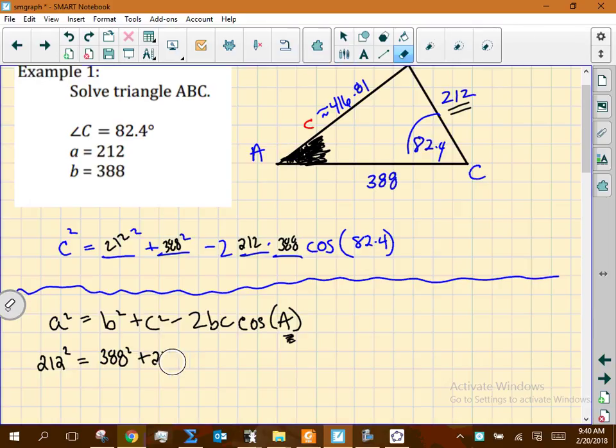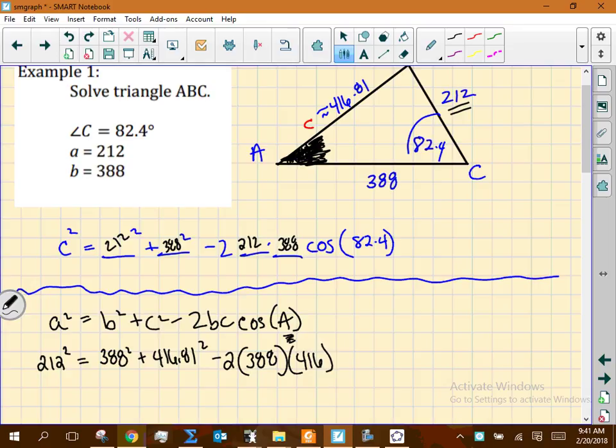So you have 388. I'll have 212 here. Oh, not 212. It's now 416.81, right? That's the value that I found. I'll square that. Minus then 2 times 388. Got that 416 number. I'm just going to write 416 right now. We'll talk about that in a minute. And then cosine of A. Can we do that?